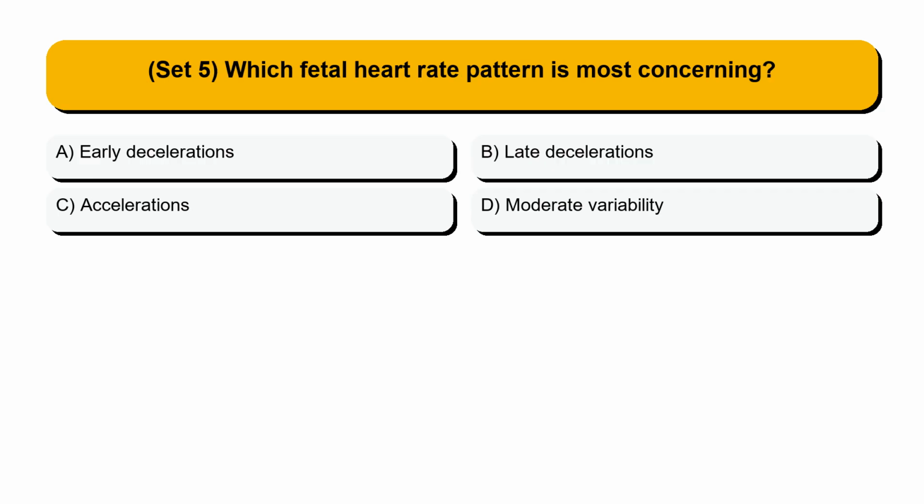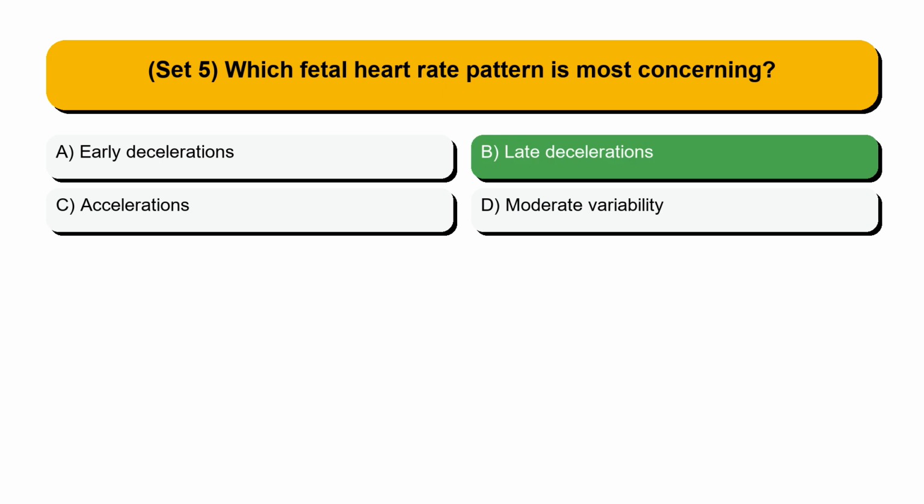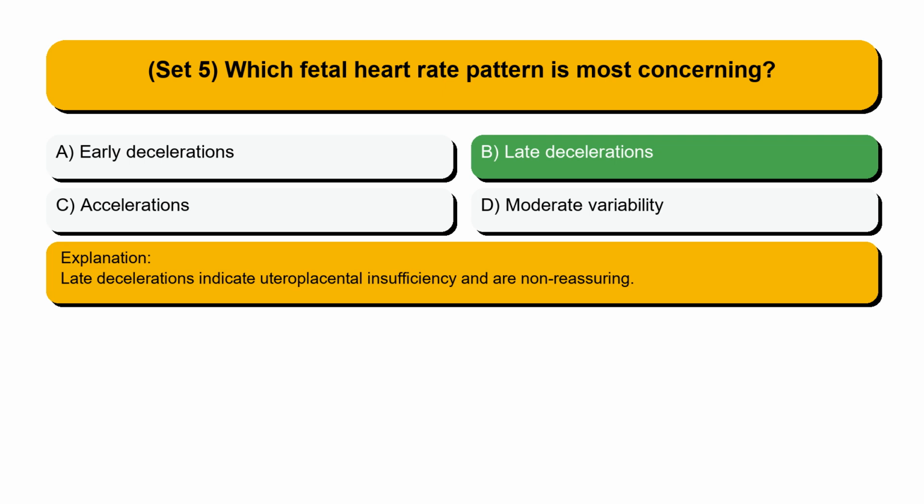Question 5. Set 5. Which fetal heart rate pattern is most concerning? Option A, early decelerations. Option B, late decelerations. Option C, accelerations. Option D, moderate variability. The correct answer is option B, late decelerations. Late decelerations indicate uteroplacental insufficiency and are non-reassuring.